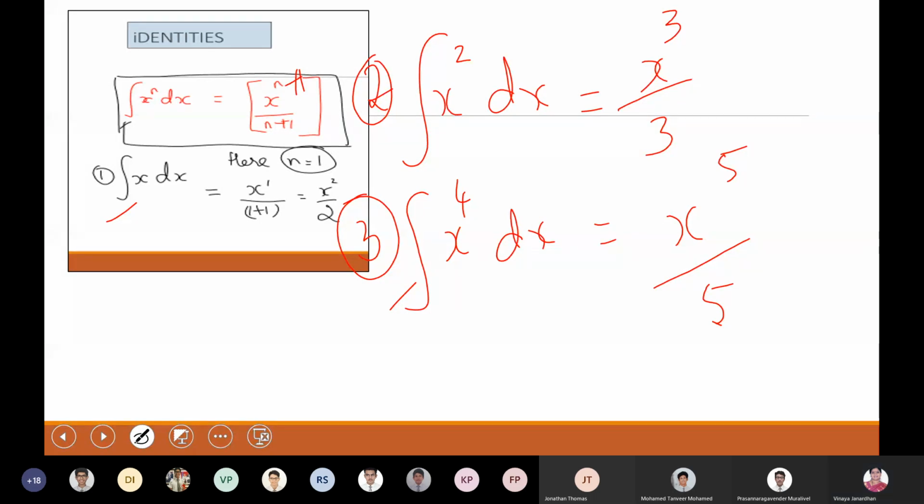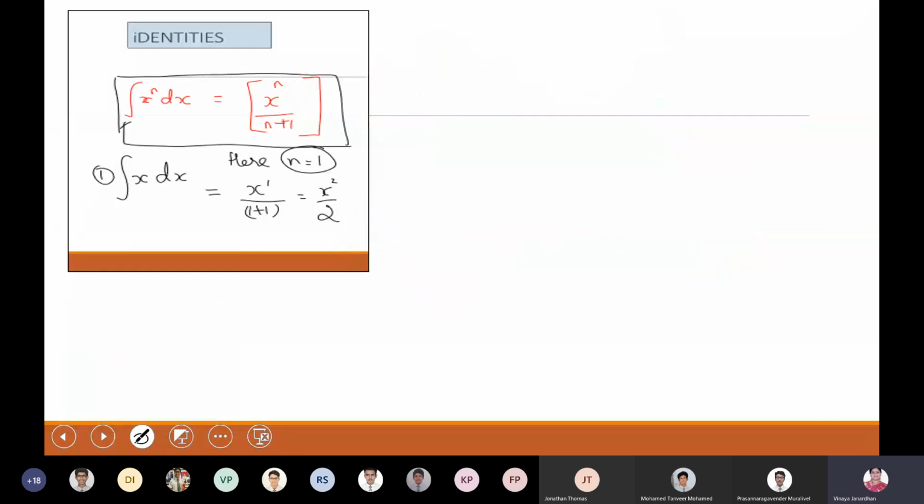Fine, boys. Now we will see how to apply the limits. Let us see how you can apply the limits. Now look at this, boys. x to the power of 2 dx. Your x is going to take a value from 0 to 1. Now this is called the lower limit.